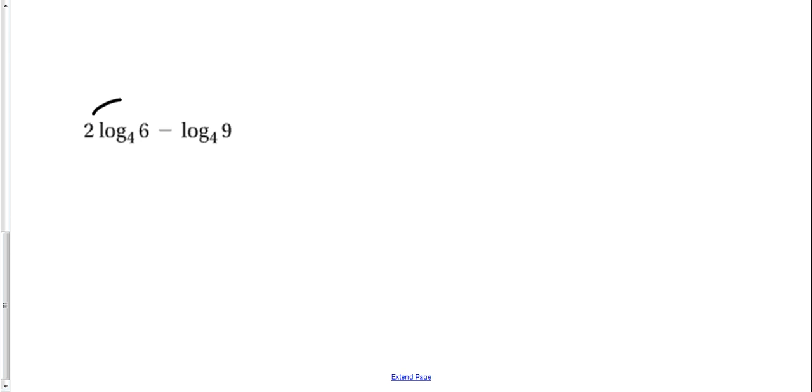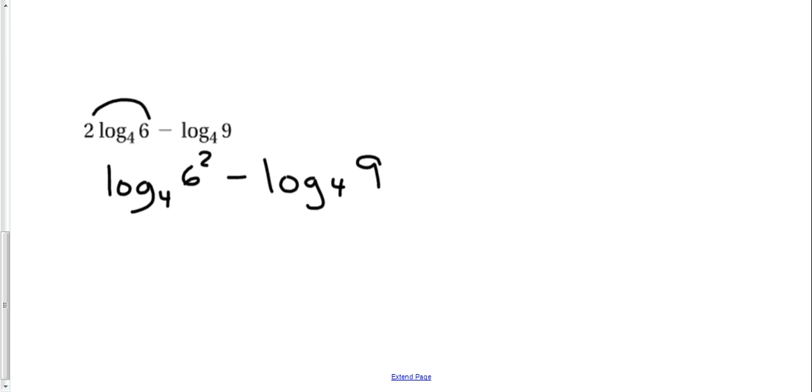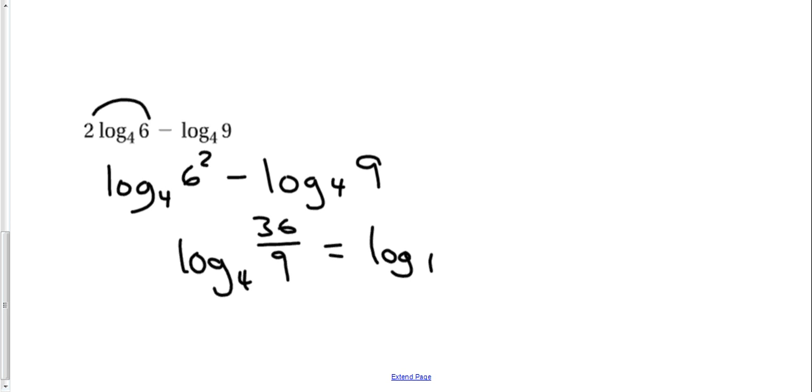We're going to do a power, which turns into log base 4 of 6 squared minus log base 4 of 9. And then, because I see a subtraction, I'm going to do a quotient. So that turns into log base 4 of 6 squared, which is 36, over 9. This can simplify even further to log base 4 of 36 divided by 9, which is, of course, 4. And finally, what power do I raise 4 to get 4? The answer is 1. So that's putting logs together.